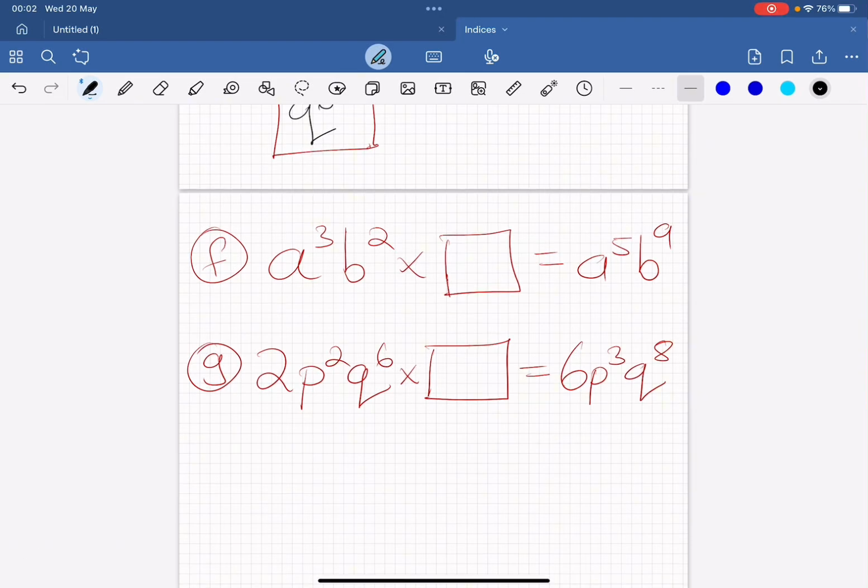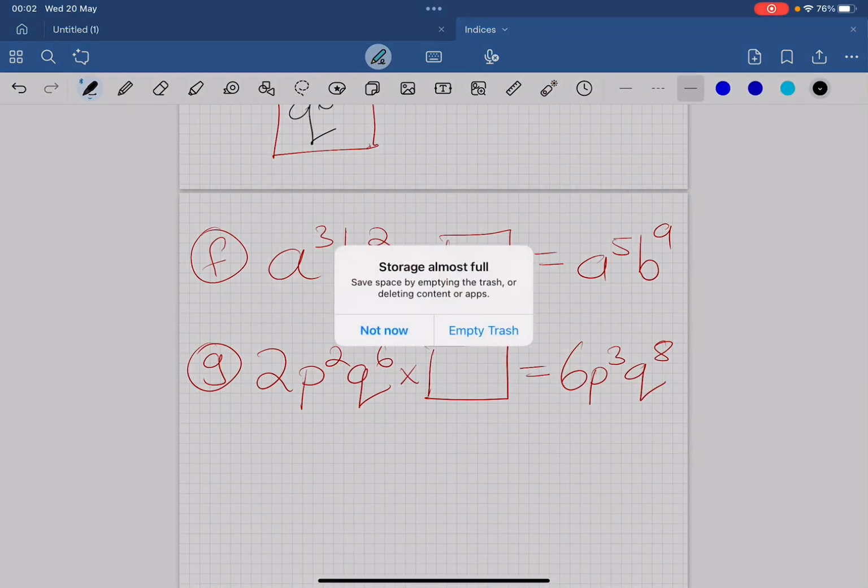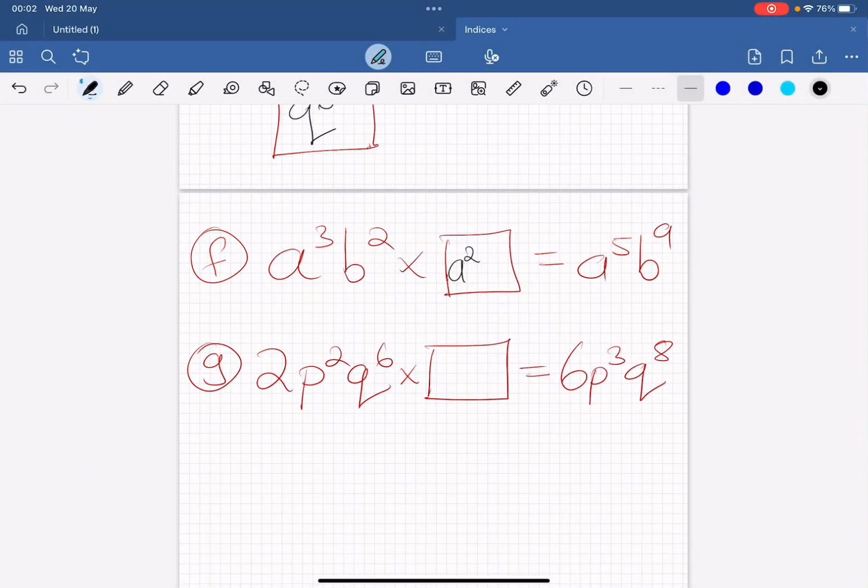And then the next one says a to the power 3 b squared times something should give us a to the power 5 b to the power 9. So I'm going to examine it in parts. If I have a to the power 3 and want to make it a to the power 5, obviously I'll have a squared because 2 plus 3 is 5. And then if I have 2 and want to make it 9, I have to add 7. So this is b to the power 7.